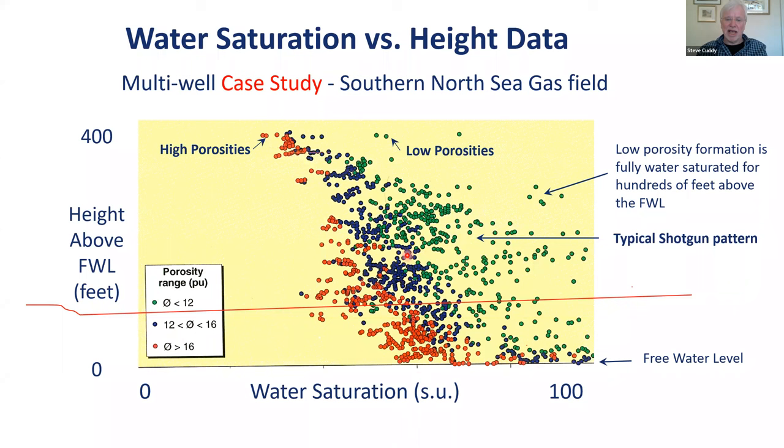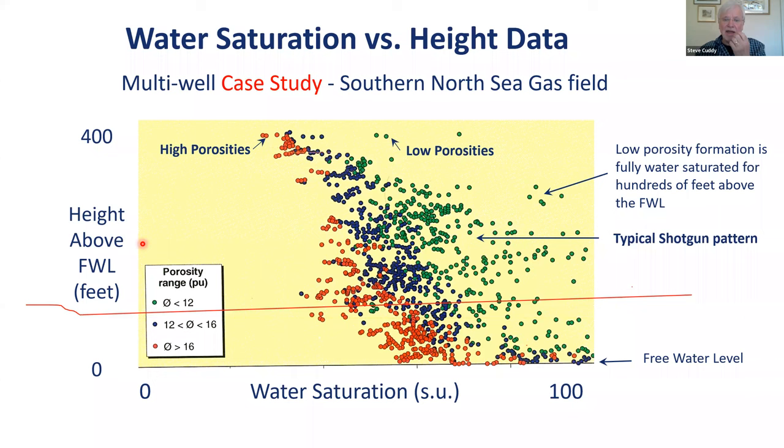We've got high porosities in red, which may be aeolian dune sands. We've got fluvial sands in mid-range porosity in blue. And we've got sandy sabkha, the poorer porosities, in green. And this is the kind of crossplot we get. It's a shotgun pattern. Now, what you expect is that for the very high porosities, you get an asymptotic relationship just through the good porosities. But as you move to the lower porosities, the data moves to the left, to the right, and upwards, such that at the lower porosities, the formation can be fully water saturated for hundreds of feet, in this case, 200 feet above the free water level.